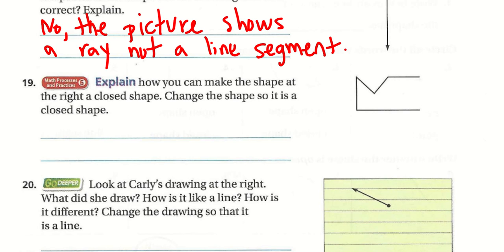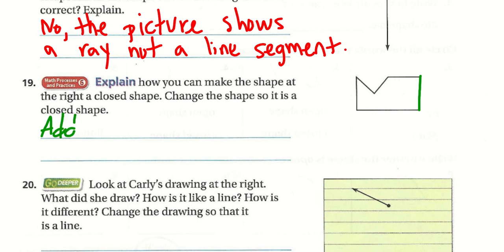So if we wanted to make this closed, we would have to add another line over here so that they would be connected. And if they're connected at their endpoints, that means that would be part of a line that has 2 endpoints, which is called a line segment. So if we have to draw it, like they said, to make it a closed shape, we'd have to connect this one down to the bottom. Now it's closed. And they want us to explain what we had to do. So all we had to do was add 1 line segment to connect the ends together. So write that on the lines.